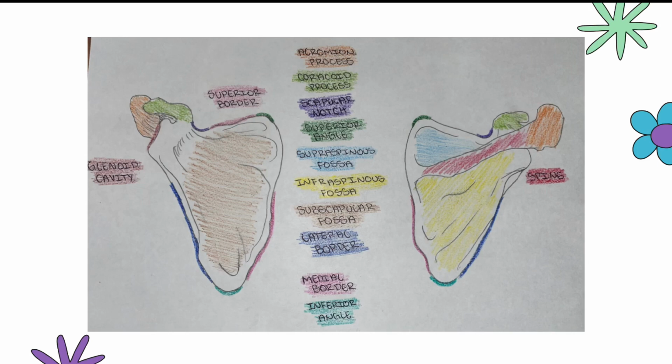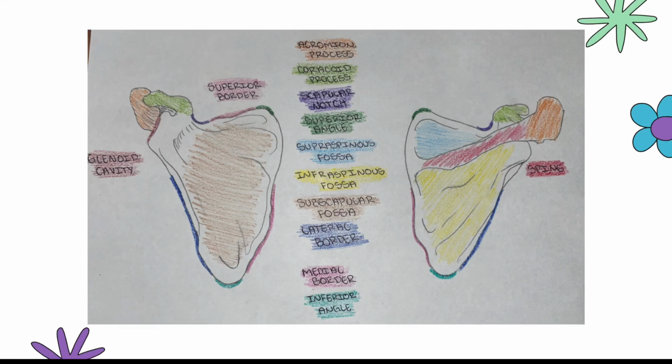So right above that, again in the green, we have our coracoid process, and again in the orange, we have our acromion process. So that little reddish brown line is going to be our glenoid cavity. It's a bit of an oval-like structure, and that is what articulates with our humerus bone, which I will be talking about after the scapula.